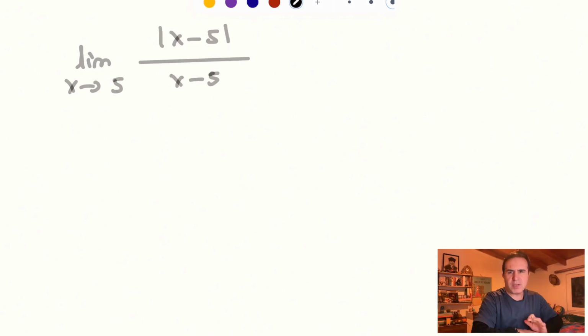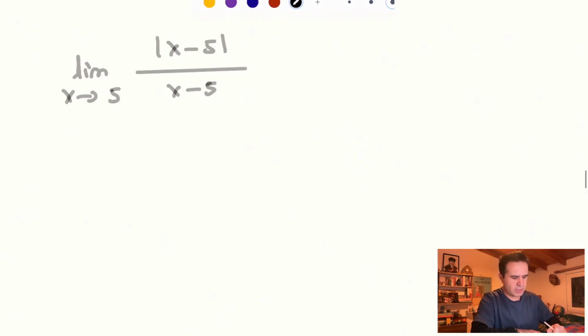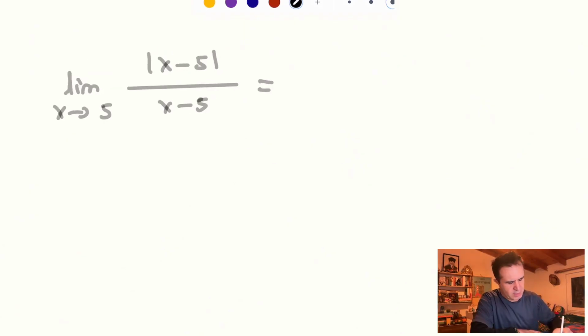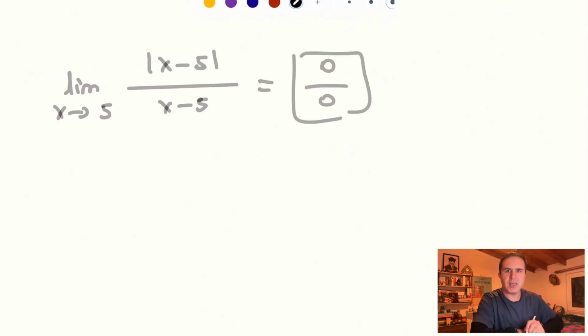To solve the problem, let's start by checking whether direct substitution works here. If we substitute 5, we get 0 divided by 0. Direct substitution gives us an indeterminate form of 0 divided by 0. Because direct substitution fails here, we must simplify the expression, and we need to look at the left-hand and right-hand limits.